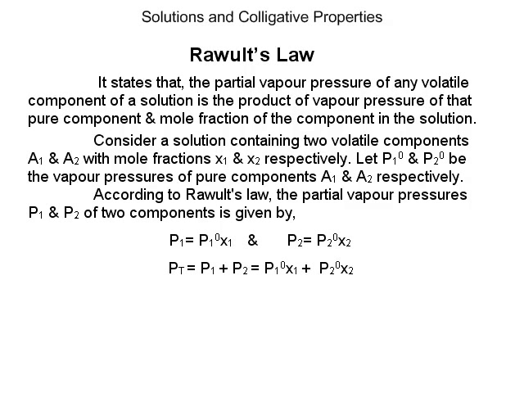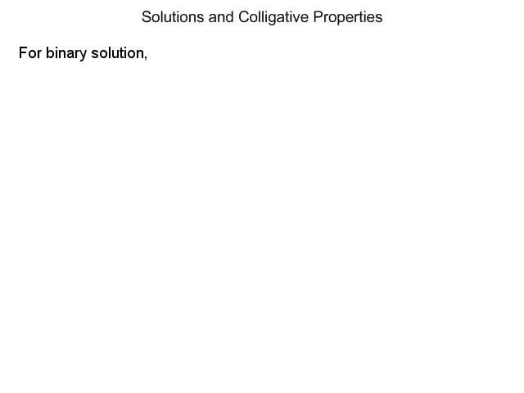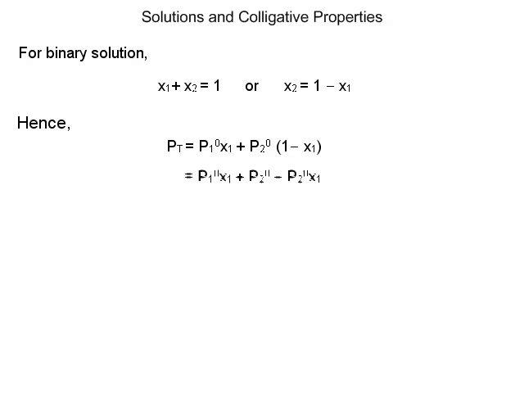Pt is equal to P1 plus P2, which is equal to P1⁰x1 plus P2⁰x2, where Pt is the total pressure. For a binary solution, x1 plus x2 is equal to 1, or x2 is equal to 1 minus x1. Hence, Pt is equal to P1⁰x1 plus P2⁰(1 minus x1), which is equal to P1⁰x1 plus P2⁰ minus P2⁰x1, which is equal to P2⁰ plus (P1⁰ minus P2⁰)x1.